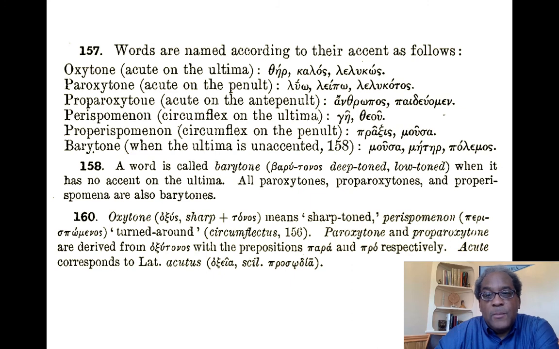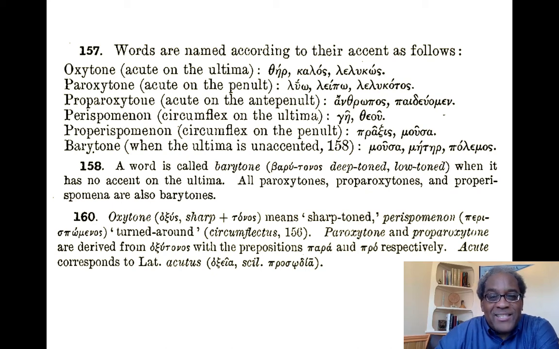So any word where the ultima, the last syllable, does not have an accent is considered a baritone: mousa, mater, polemos. So 158, a word is called baritone, deep-toned, low-tone, barutonos, when it has no accent on the ultima. So thus, all paroxytones, proparoxytones, and properispomena are also baritones.